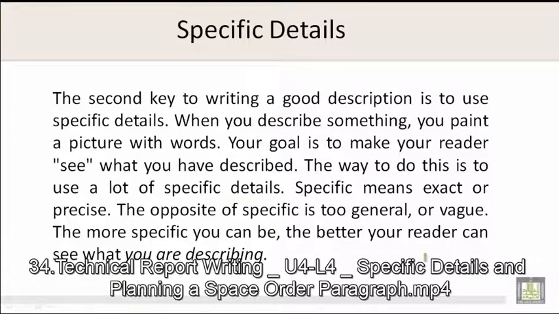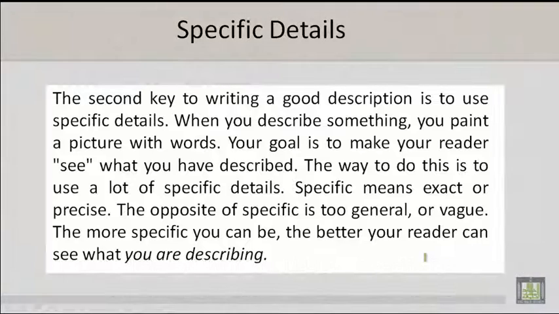Specific details. The second key to writing a good description is to use specific details. When you describe something, you paint a picture with words. Your goal is to make your reader see what you have described. The way to do this is to use a lot of specific details.